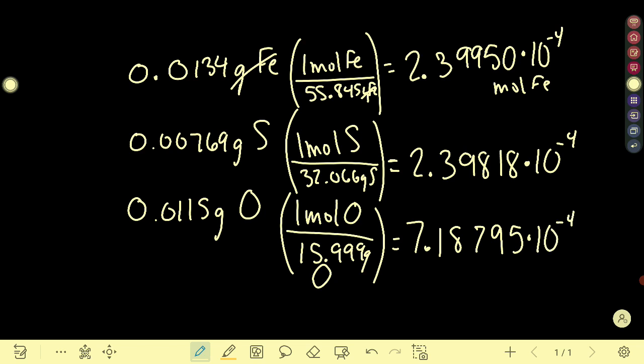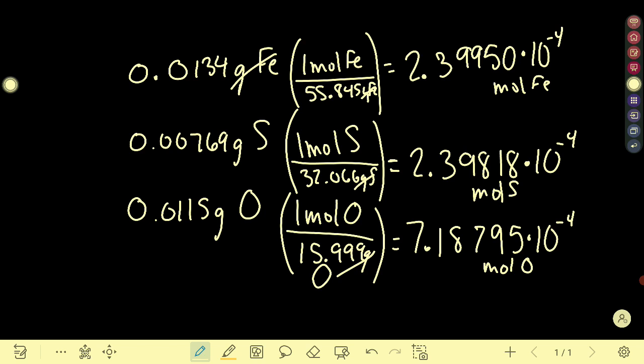Now the last step is we want to figure out what ratio each of these are, if that's how much there are of each of them. So this is how many moles of sulfur are present, and this is how many moles of oxygen are present. But we want to compare these in an easy to read fashion. So the empirical formula is essentially this ratio put into a whole number.